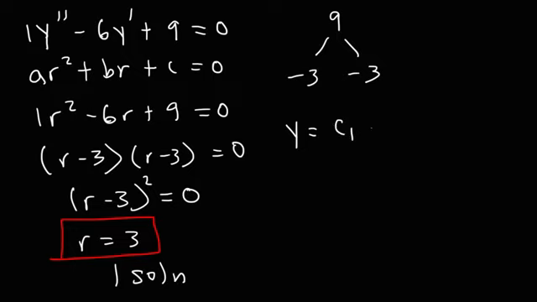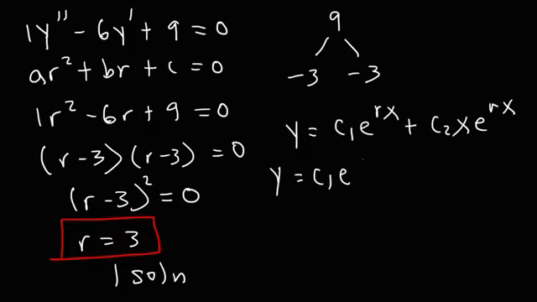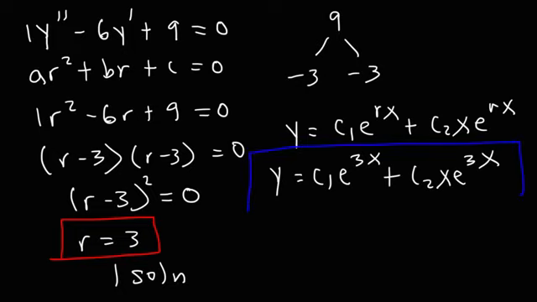This is the formula for it. y is equal to C1 e^(rx) plus C2 x e^(rx). Don't forget about this x. I know I've made that mistake in the past. So just remember that it's there. We don't need the subscripts r1 or r2 because there's only one r value here. So it's going to be C1 e, replacing r with 3, and then plus C2 x e^(3x). So this right here is the general solution of the differential equation.